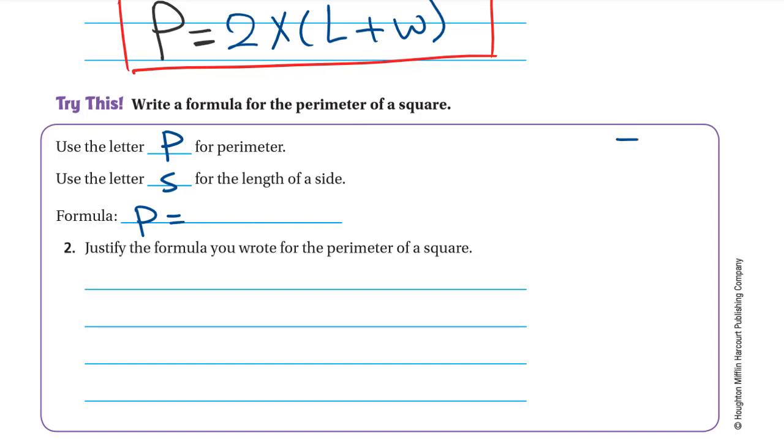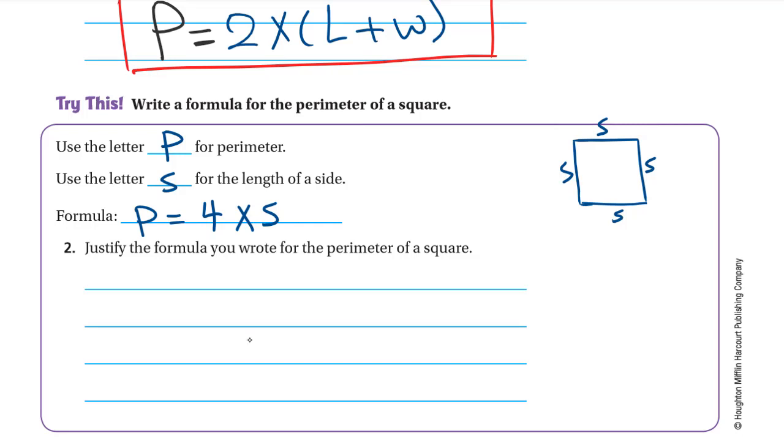So the square has 4 equal sides. So if this is S, this will be S, this will be S, this will be S. So instead of adding S plus S plus S plus S, we can multiply 4 by S. So the formula will be 4 times one side, which here we call S.